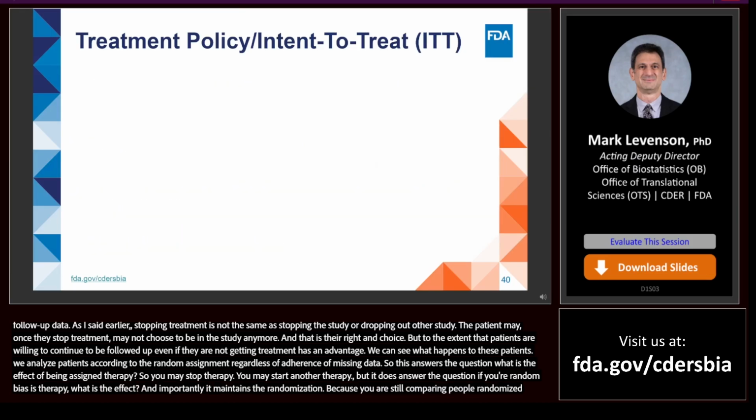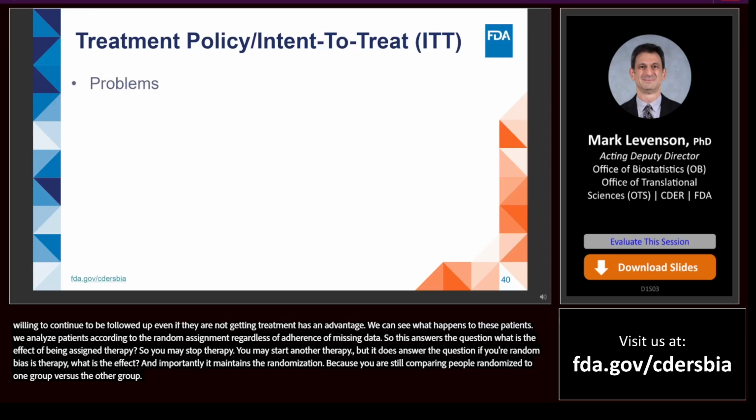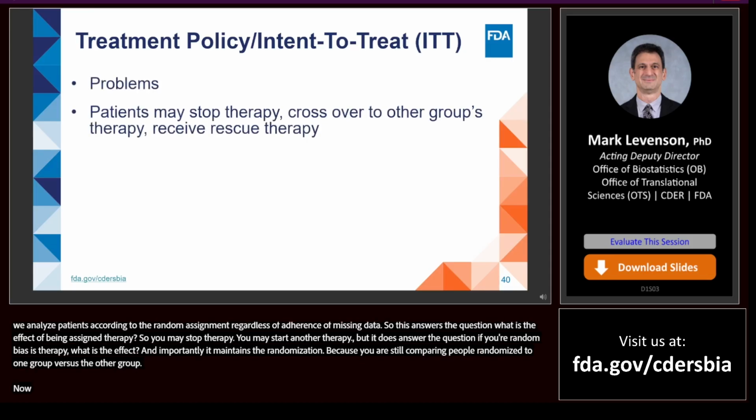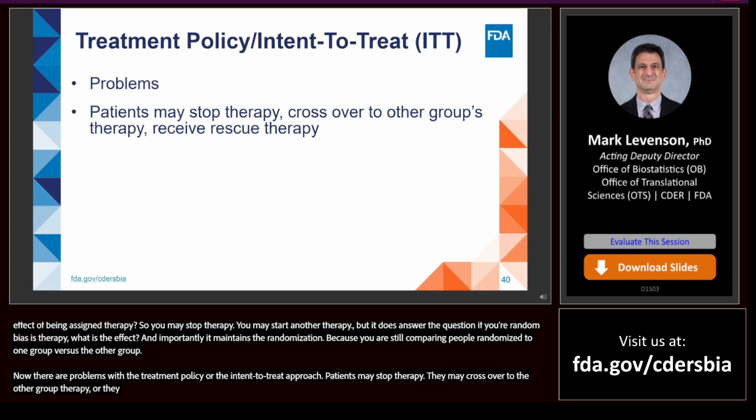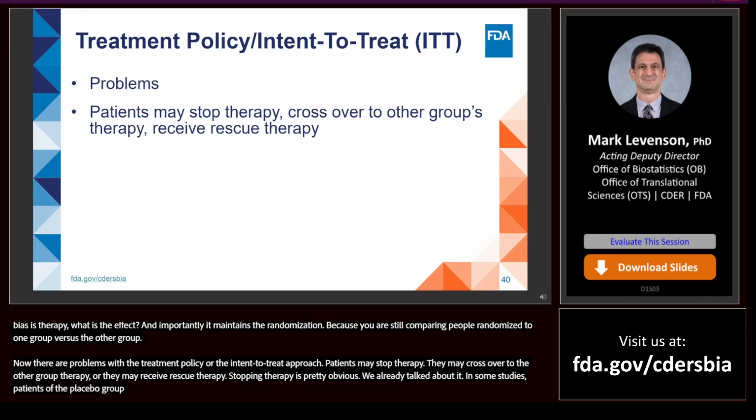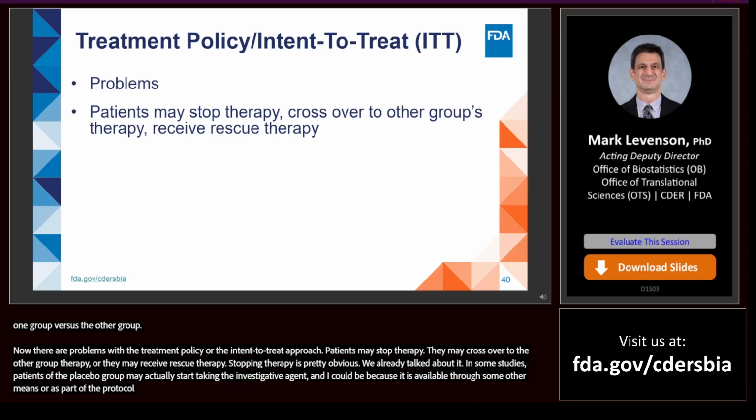Now, there are problems with the treatment policy or the intent to treat approach. Patients may stop therapy, they may cross over to the other group therapy, or they may receive rescue therapy. So stopping therapy is pretty obvious, we already talked about it. In some studies, patients in the placebo group may actually start taking the investigative agent, and that could be because it's available through some other means or as part of the protocol. Or some protocols often will allow for rescue therapy. If a patient worsens, they don't allow it just to continue to worsen. Some sort of approved rescue therapy is used for that patient.